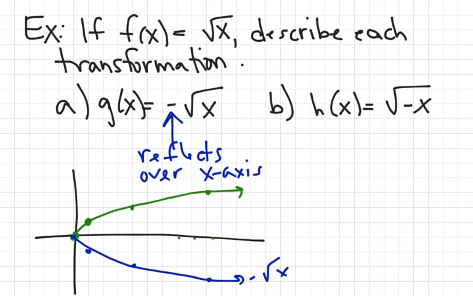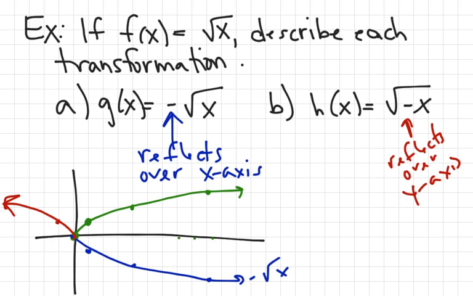And then if you have the graph of the square root of negative x, when the negative is changing the input rather than the output, we're going to say that it reflects over the y-axis. What's that graph going to look like? Well, it's going to take that graph over here and instead do this. And I'm going to run out of space, but you get the idea of what it's doing. This is the square root of negative x.